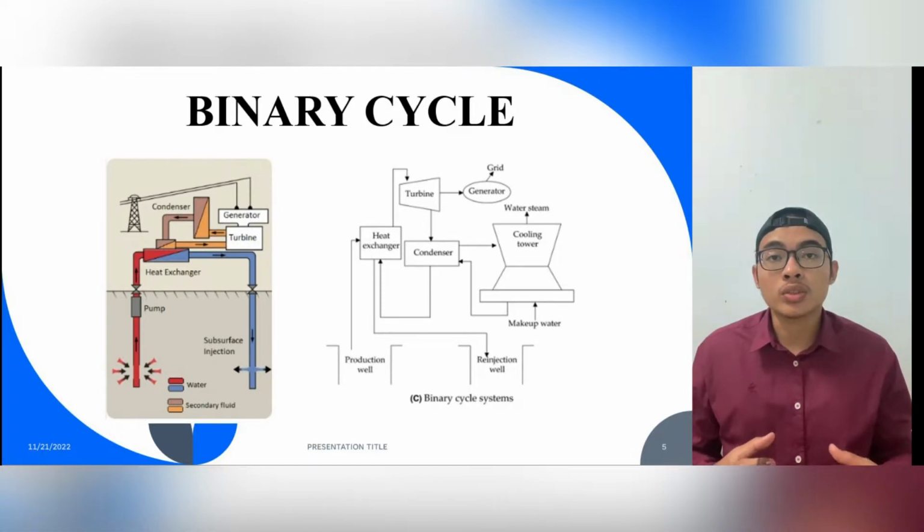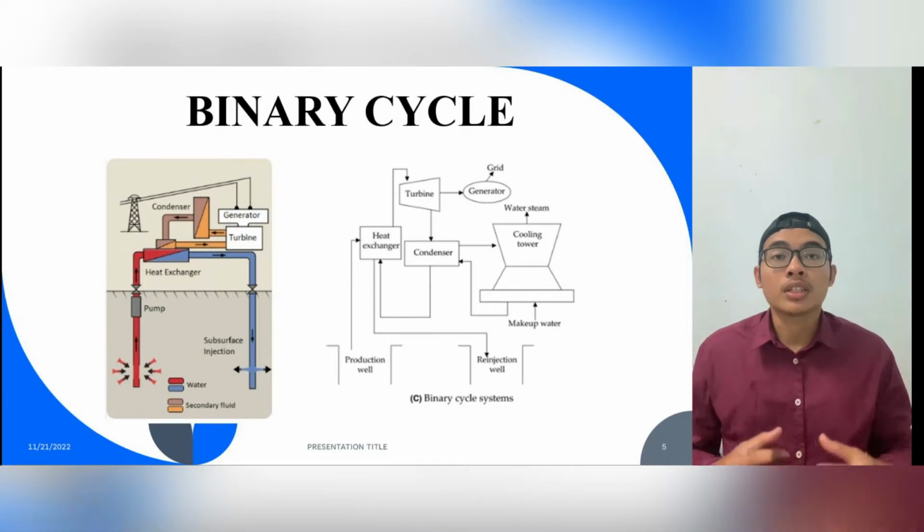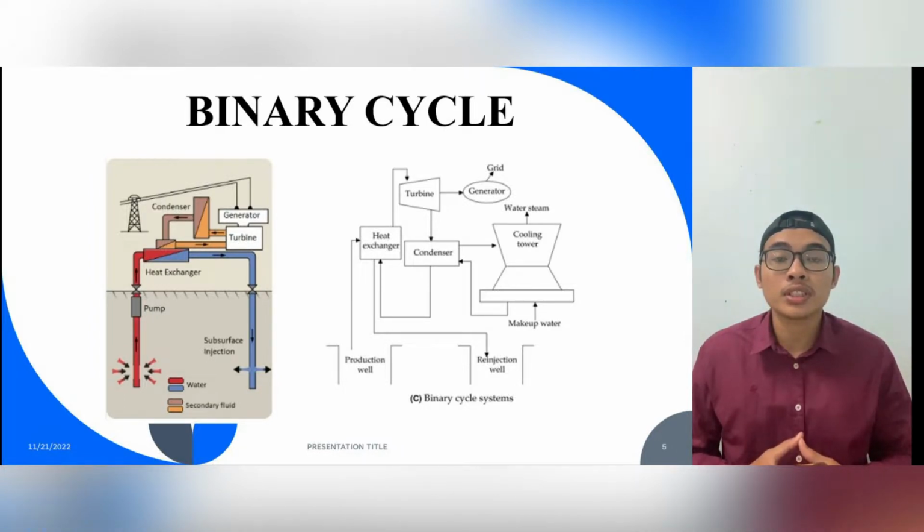Because it has a low boiling point, the water from the well vaporizes as it passes a heat exchanger, which transmits heat to the fluid. It then goes through a turbine, performing the same function as steam.